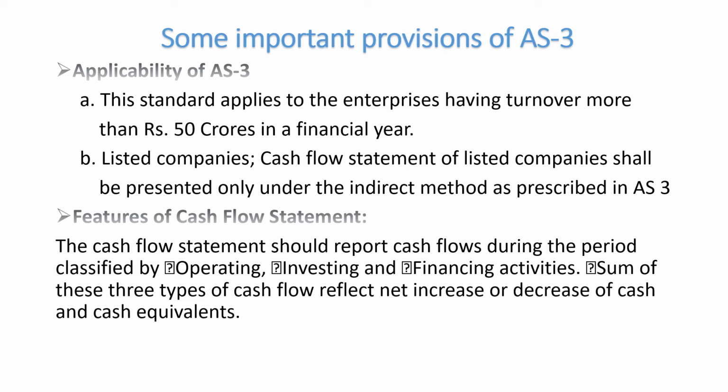Following are some of the important provisions of Accounting Standard 3 for preparation of cash flow statement. Applicability of Accounting Standard 3. This standard applies to the enterprise having turnover of more than 50 crore rupees in a financial year. Listed companies. Cash flow statement of listed companies shall be presented only under the indirect method as prescribed in Accounting Standard 3.